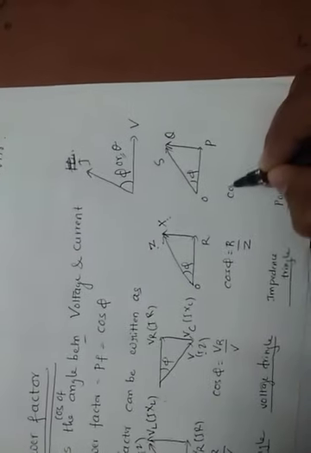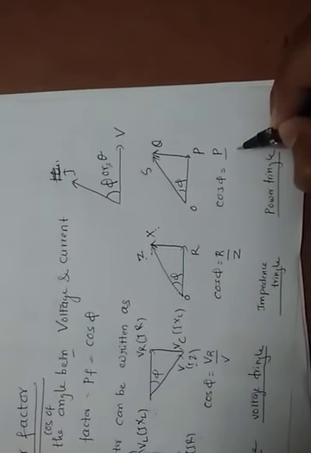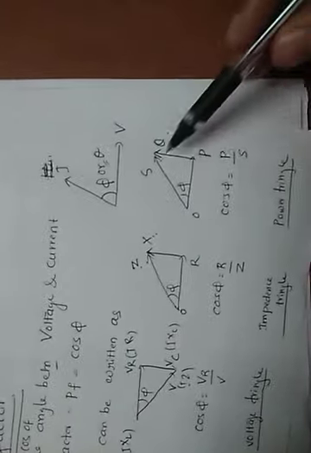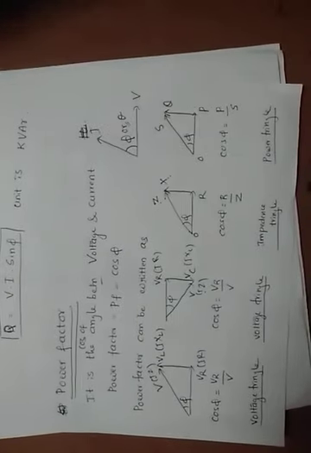Even cos phi we can get from this. It is P by S, adjacent by hypotenuse. So like this we can get the equation. These are useful in solving problems. This power factor is an important part of the calculation. So remember this and just note down this part.